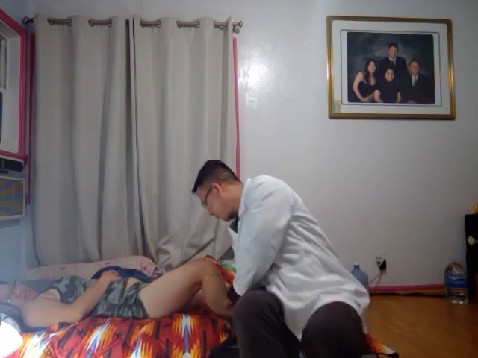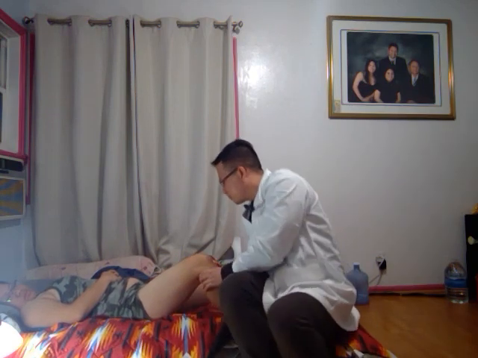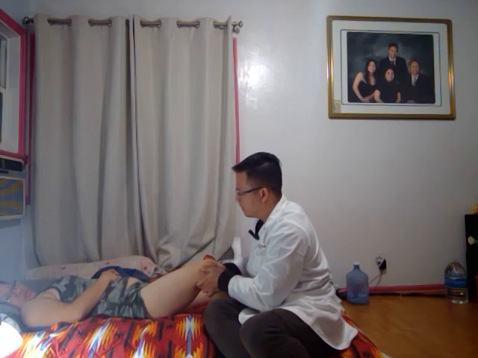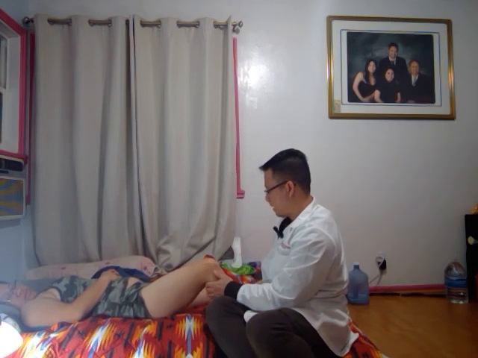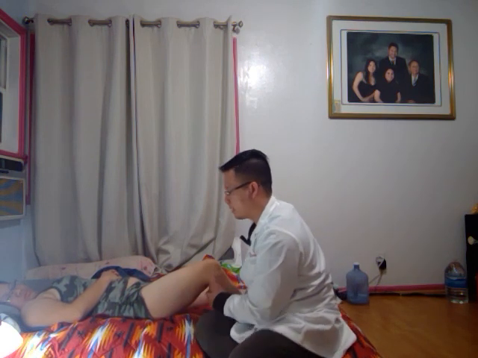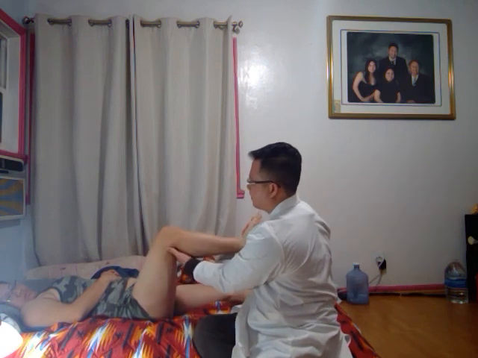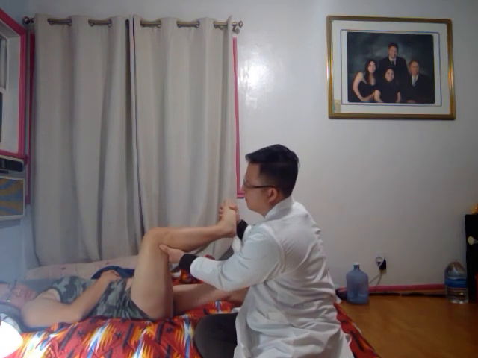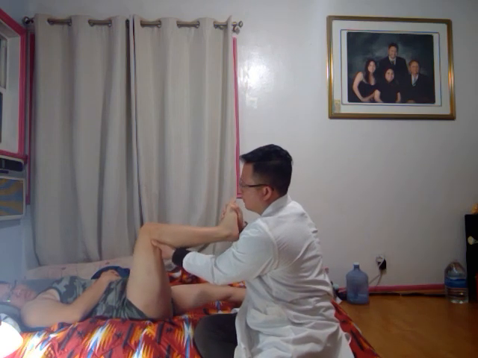And then I can do the drawer test for the patient, just slightly bend, and then I have to sit down on her knee, and then pull up, pull down. Do you feel any pain when I'm doing that? No. Okay, that's good. And lastly, the McMurray test, we just slightly bend the knee and then move the knee up and down. Do you feel any pain? No. Okay, so they are all negative.